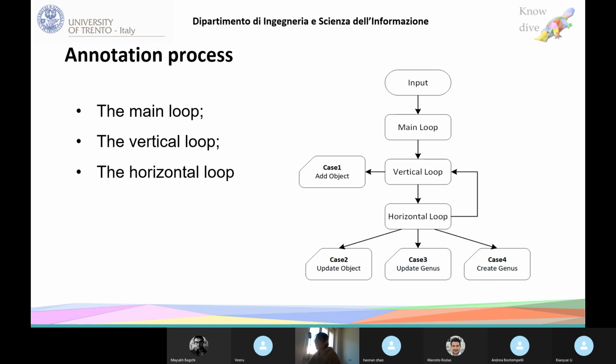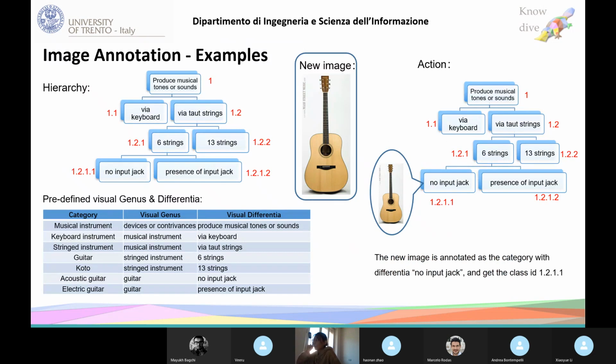Okay. Here I give an example to introduce the labeling process. For the annotators, you will be given a hierarchy like this, and will also be given the predefined visual genus and differential as the table shows. We just use one image as the example, and we need to compare the new input image with the hierarchy and follow the three loops.